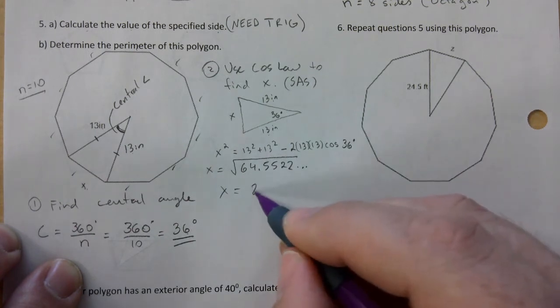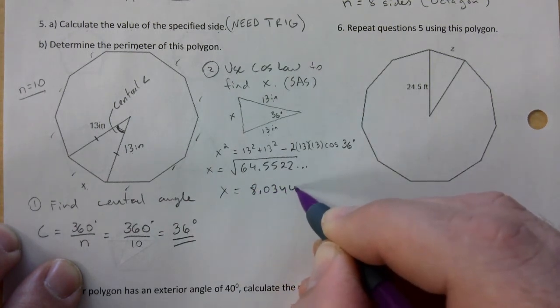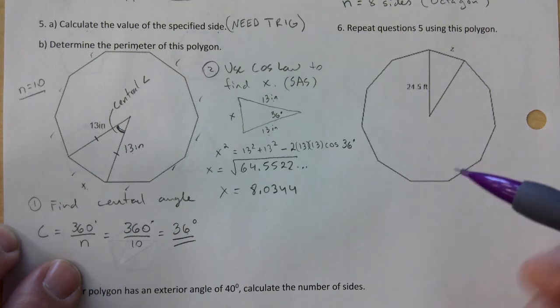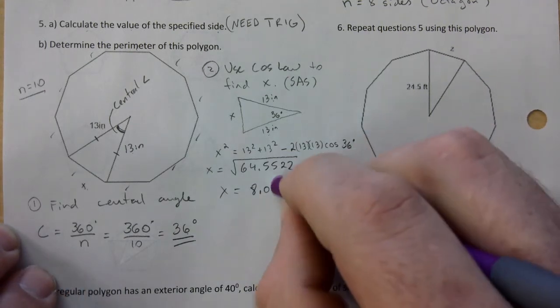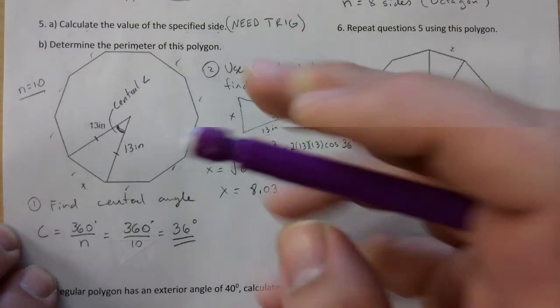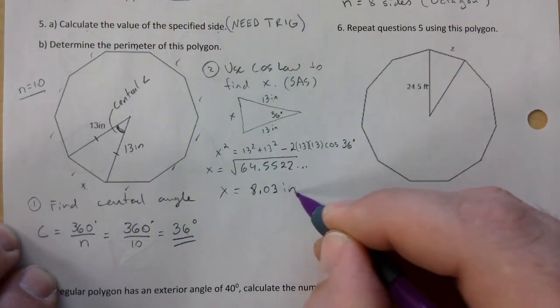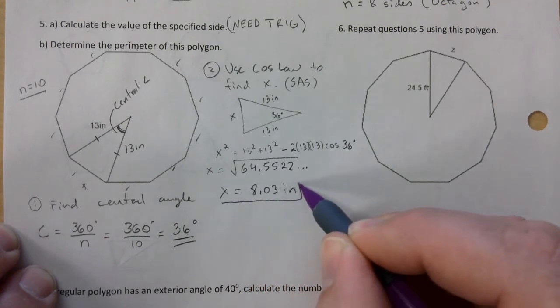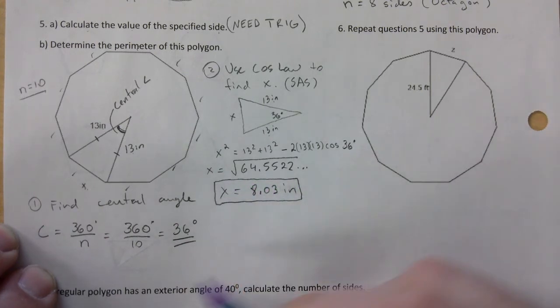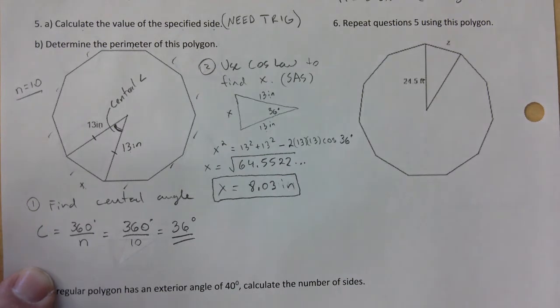That's 8.0344. And I'm not rounding. Well, I could, because this would be answering A. So I technically can round to 2 decimals, and that is in inches. So you've answered A here. All of this just to answer A.